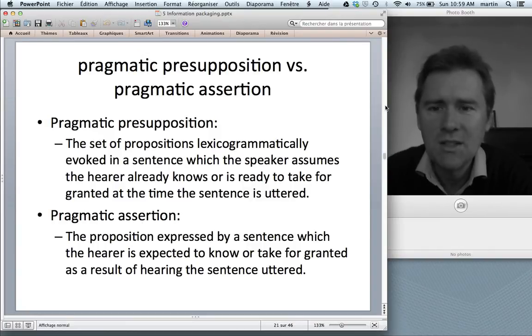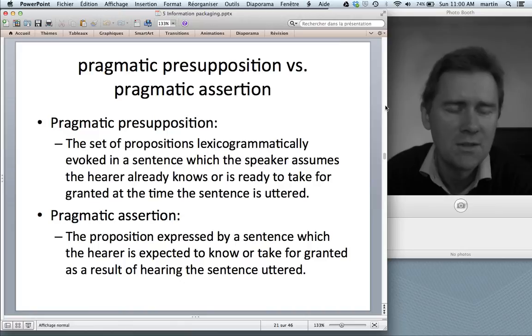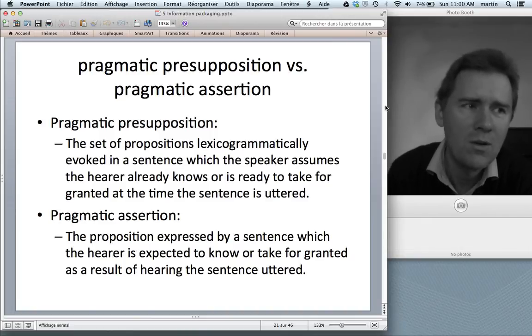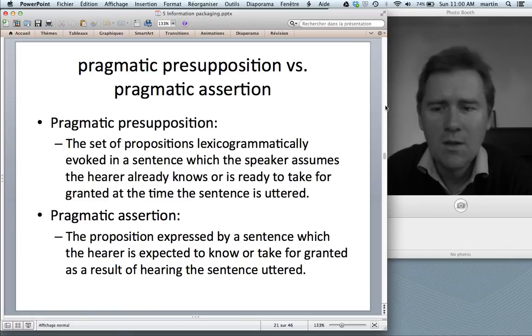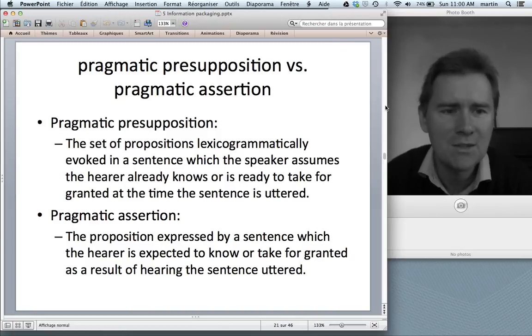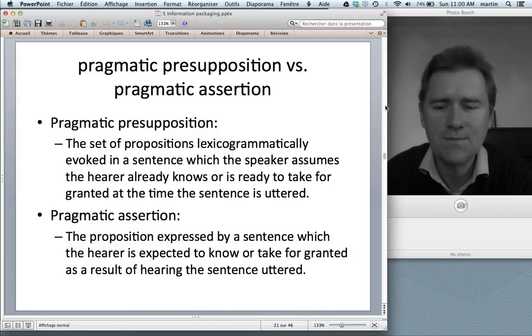Pragmatic presupposition is the set of propositions lexicogrammatically evoked in a sentence, which the speaker assumes the hearer already knows or is ready to take for granted at the time the sentence is uttered. So this is old information, or it is information that maybe the hearer does not know, but is ready to take for granted, so they won't challenge this information. New information then corresponds to the pragmatic assertion, the proposition expressed by a sentence which the hearer is expected to know or take for granted as a result of hearing the sentence uttered. So, old and new, more or less.